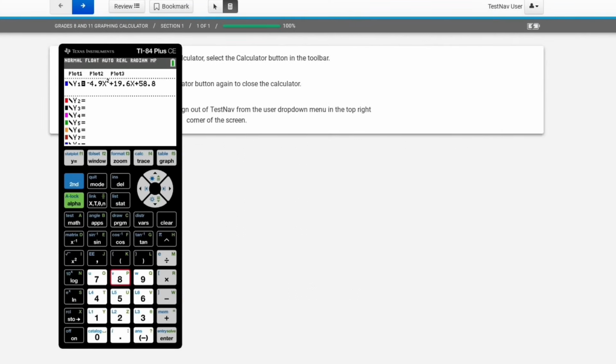All right, I'm going to spare you and not make you watch me type in these values again. If I have to find the maximum, let me go back to window. Let's make this, I believe it was 0.